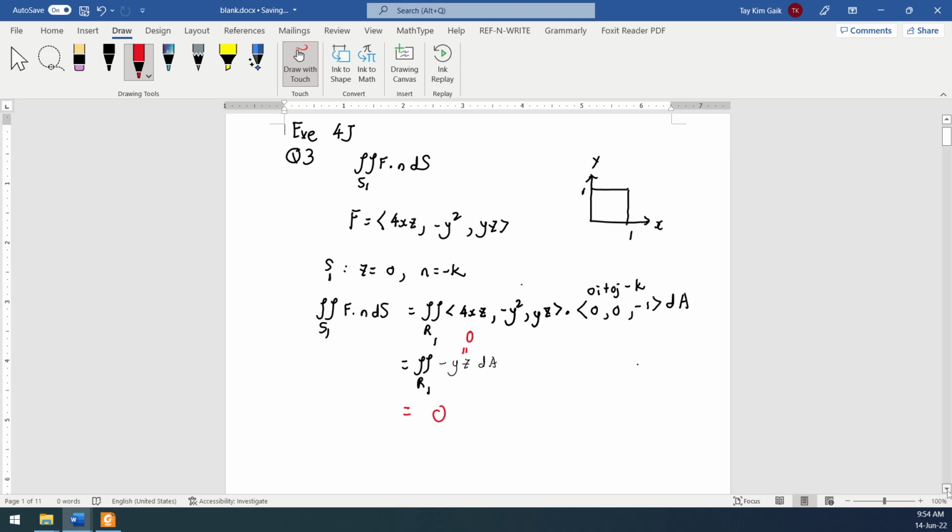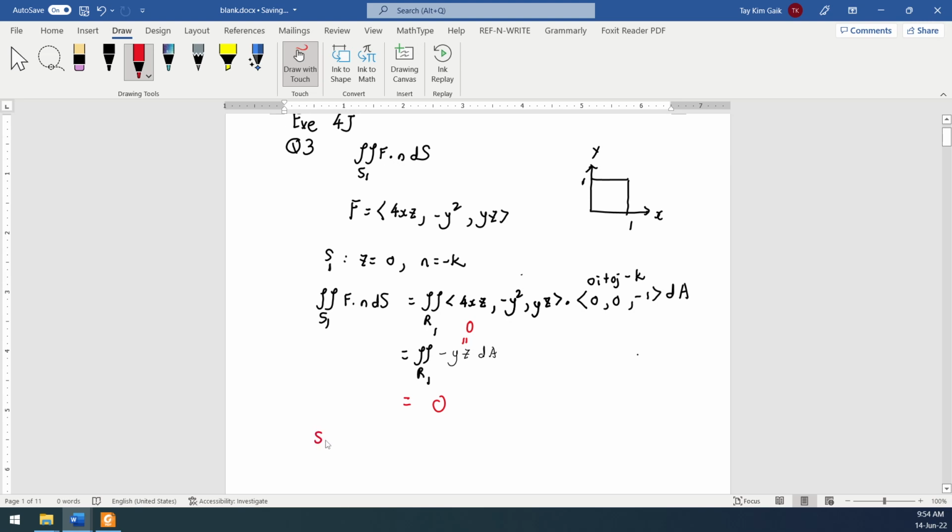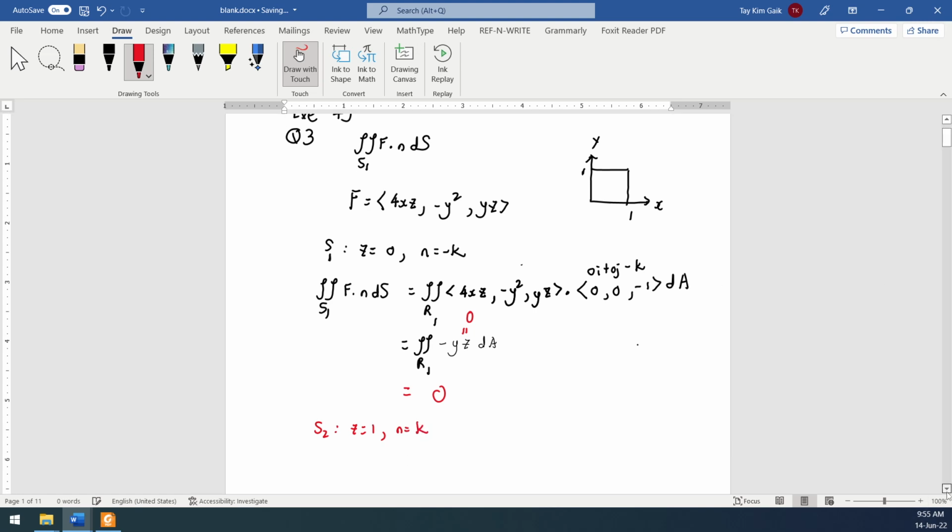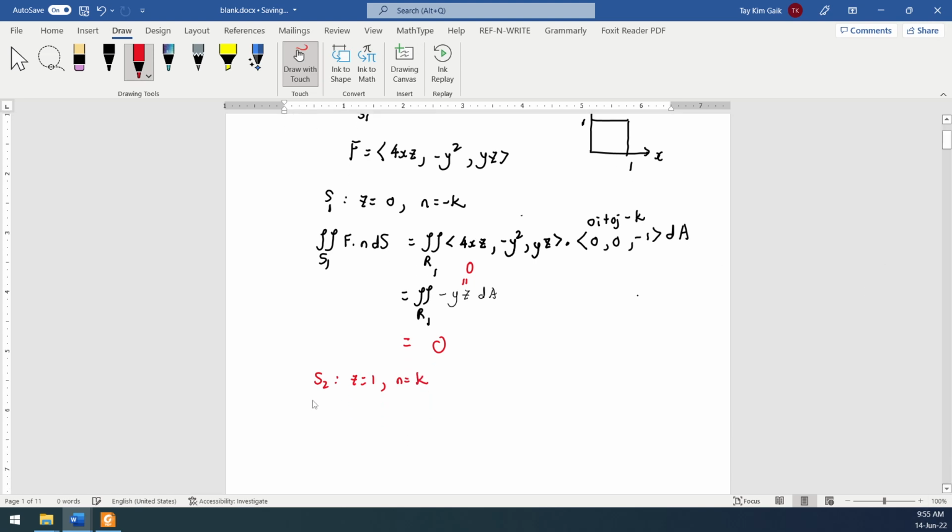Then you do surface 2. Let's say surface 2 is z equal to 1, so n is positive k, and then you repeat the process. The integral over S2 of F dot n dS is over R2 of 4xz i minus y squared j minus yz k, dot with 0, 0, 1, dA.